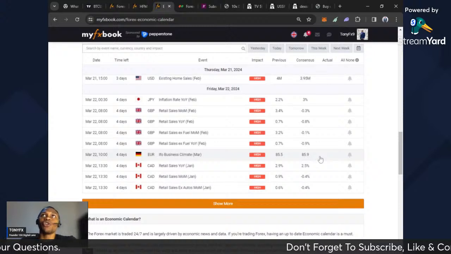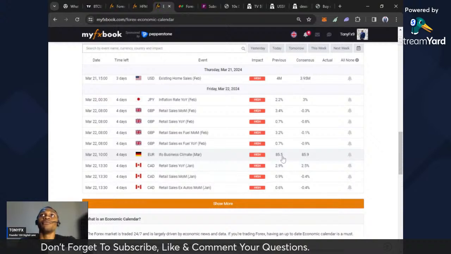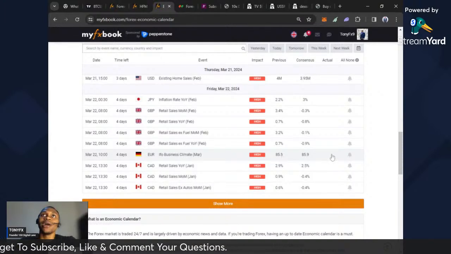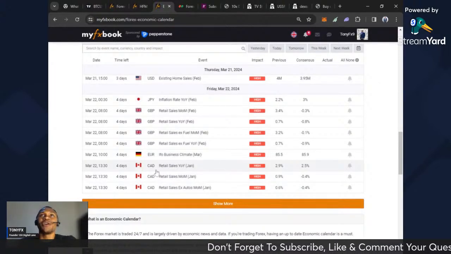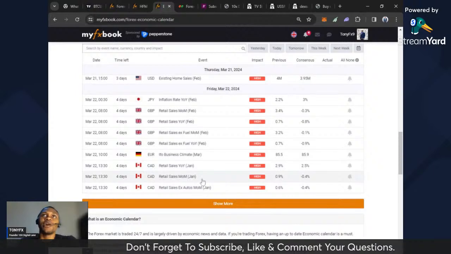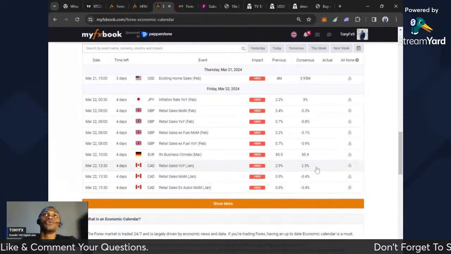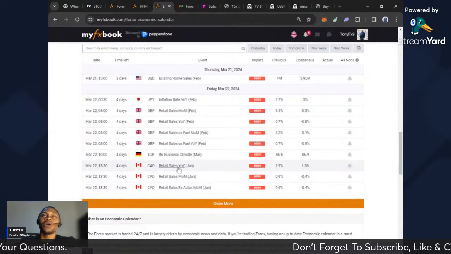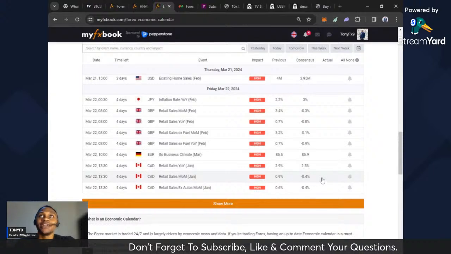But based on consensus against previous, we can see 85.9 is higher than 85.5, which is good for Euro diving into Friday. But when the data is out, then we can anticipate either we're going to change our bias for a short. Then New York session, we have retail sales year over year for CAD, retail sales month over month. And the retail sales ex-auto month over month is a derivative of retail sales month over month. So if we see a figure higher than 2.5% for year over year, it is good for CAD. And if we see a figure higher than minus 0.4%, it is terrific for CAD.